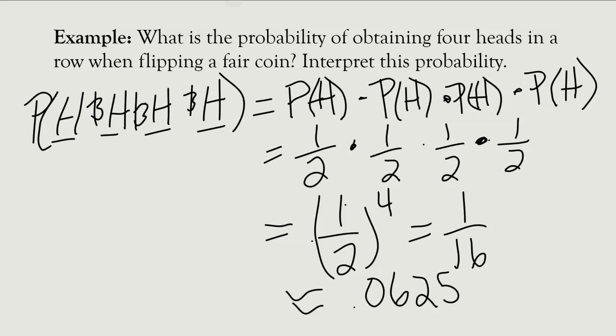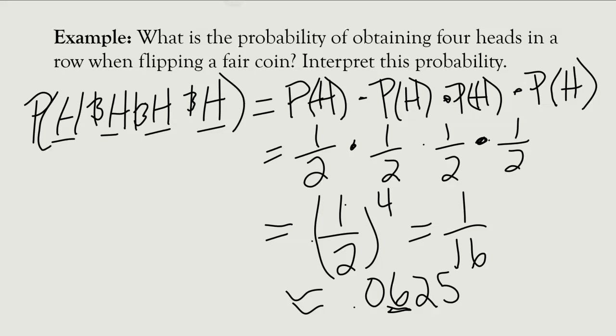The interpretation of that is, if we were to do this experiment 100 times, because this is approximately 6 hundredths, we normally interpret things in terms of hundreds. That's why I'm stopping here at the hundredths place. So if we were to repeat this experiment 100 times, we can expect to get 4 heads in a row 6 of those times, okay?